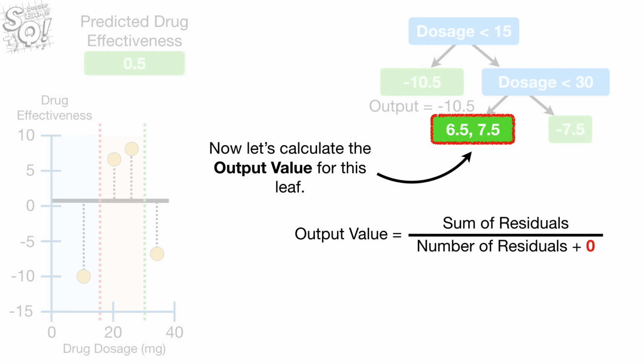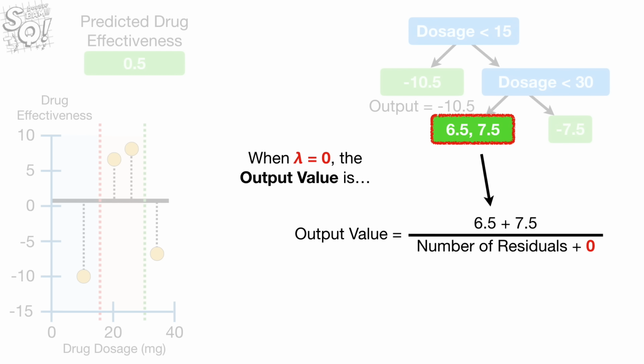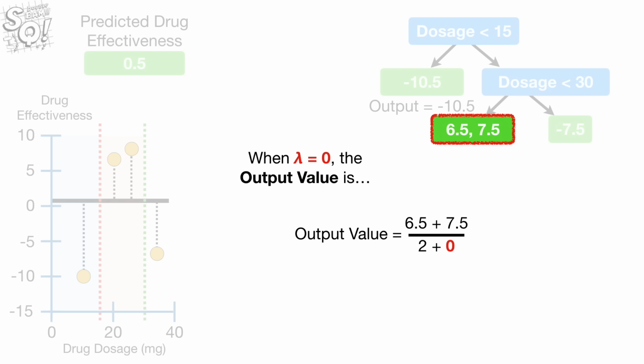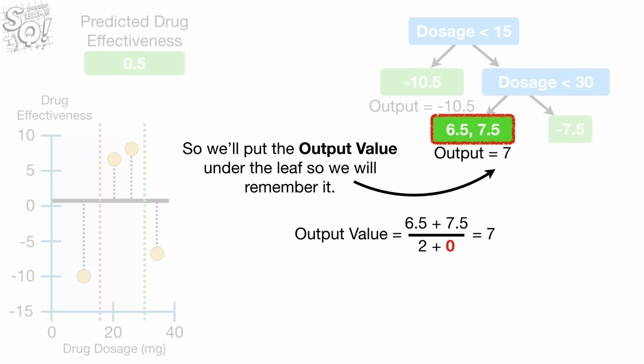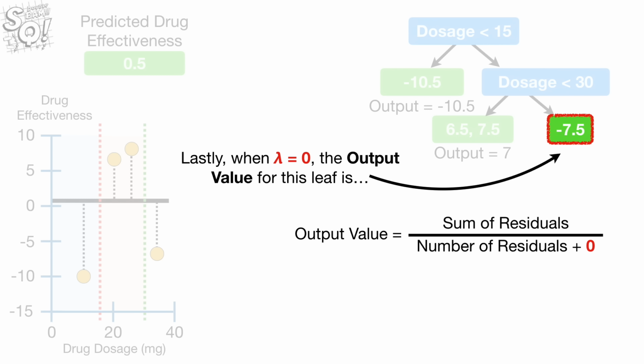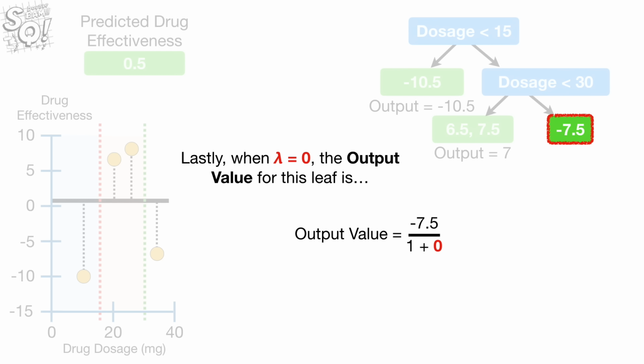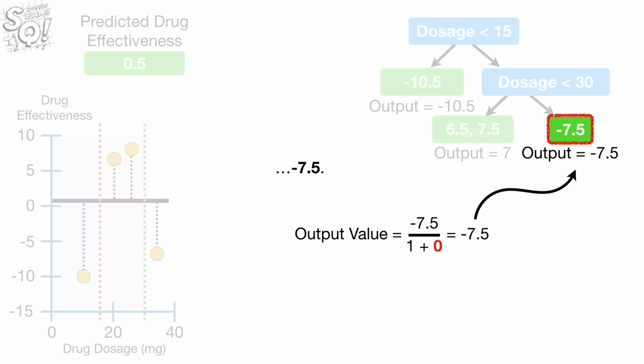Now let's calculate the output value for this leaf. When lambda equals 0, the output value is 7. In other words, when lambda equals 0, the output value for a leaf is simply the average of the residuals in that leaf. So we'll put the output value under the leaf so we will remember it. Lastly, when lambda equals 0, the output value for this leaf is negative 7.5.